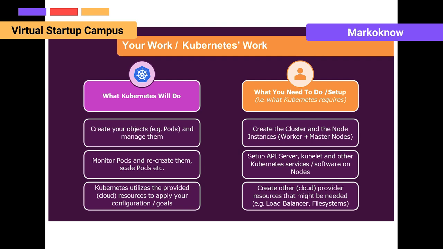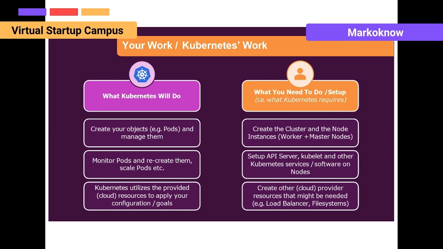And this is how they are working. जो हम Kubernetes क्यों प्रिफर कर रहे हैं, क्या use case है as compared to जो हम काम करते हैं, like, ओके. So you create your objects like particular pods and Kubernetes manages them automatically. Monitor pods and recreate them. Scale pods if they fail, then recreate them. Kubernetes utilizes the provided cloud resources to apply your configuration goals accordingly.